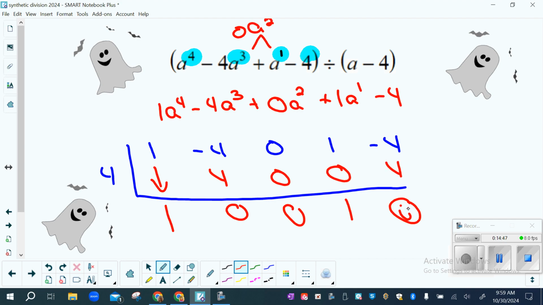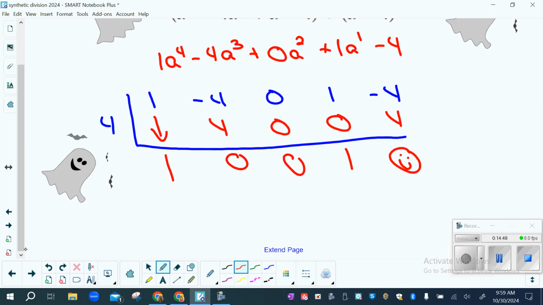Yay. I'm going to tell you 2 ways you can write your answer. Both are correct. One is more sophisticated. One is like, hey, you're a big kid now. One is like, not so much. So watch what I can do. I can go 1 a to the 3rd, plus 0 a squared, plus 0 a, plus 1. That is okay. But you know what's cooler looking?